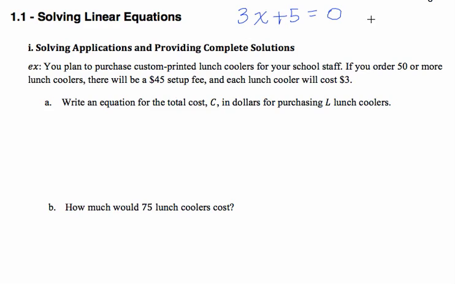X is typically a variable. That means some quantity that you don't know. Like maybe you know that 3 times x plus 5 is equal to 0, but you don't know what x is, and that's what you're trying to figure out. So that's what a linear equation looks like that you've probably seen before.